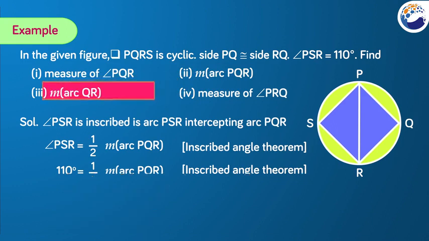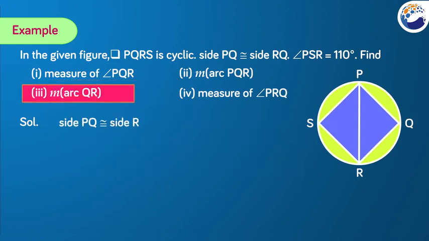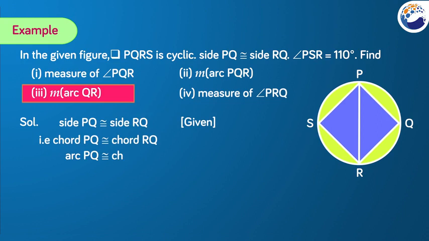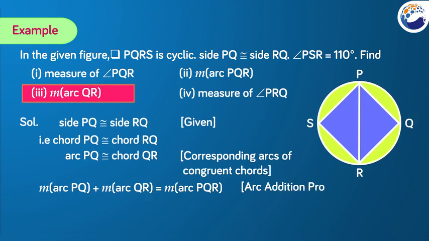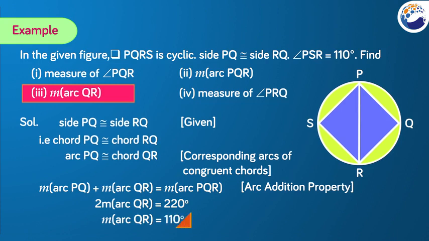3. Side PQ is congruent to side RQ. Given, that is, chord PQ is congruent to chord RQ. Arc PQ is congruent to arc QR, corresponding arcs of congruent chords. The measure of arc PQ plus the measure of arc QR is equal to the measure of arc PQR, by the arc addition property. 2 times the measure of arc QR is equal to 220 degrees. The measure of arc QR is equal to 110 degrees. Equation 3.